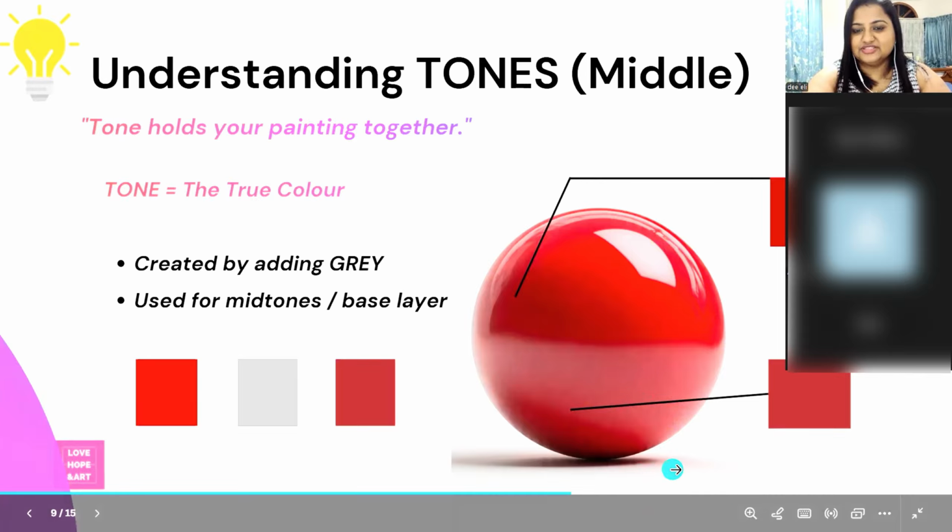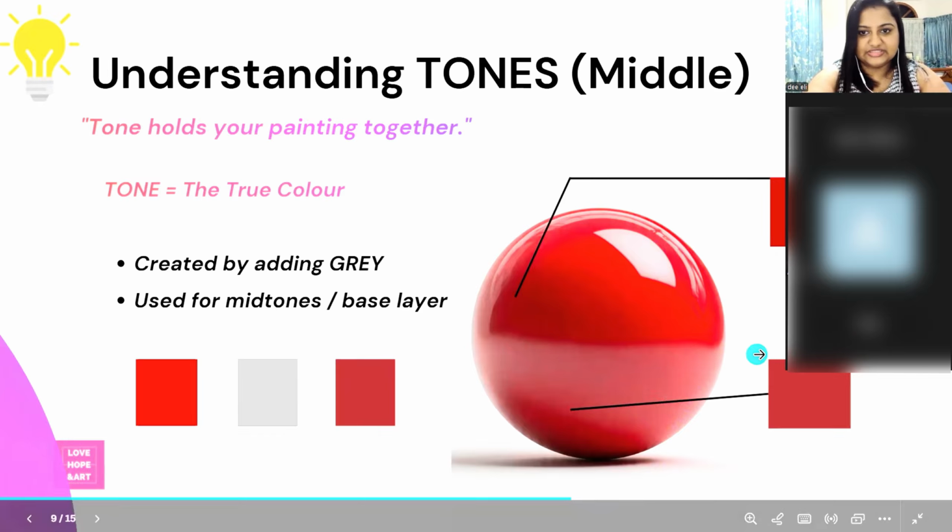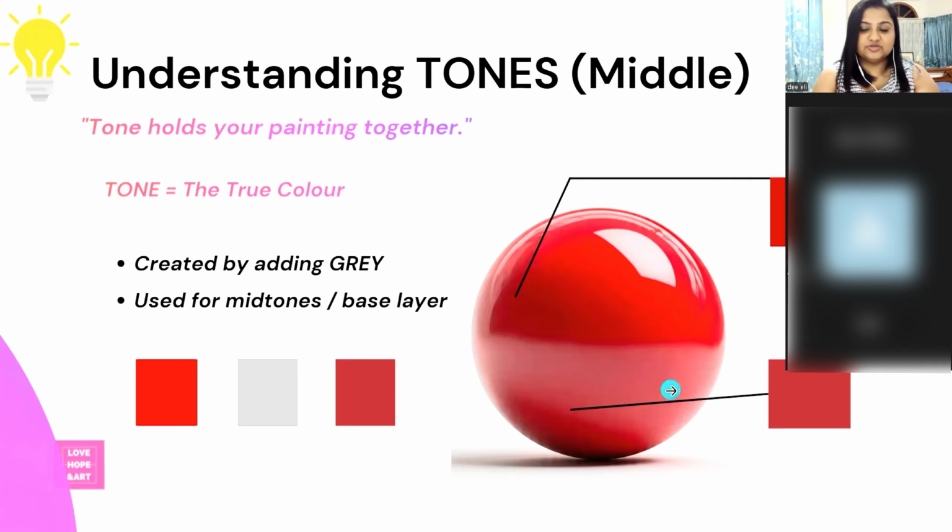Whatever the surface it was lying on, a white surface, there is a light reflection onto it. That is why we are not getting a true tone on this particular ball, okay, because it's a shiny ball. So texture also matters in still life. We'll learn about it later.